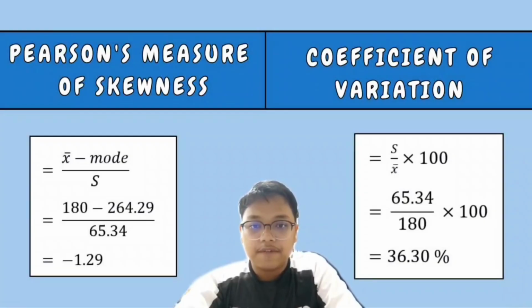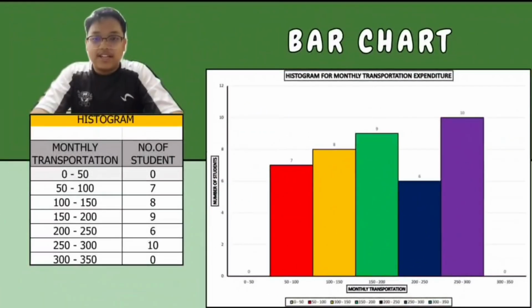Next, coefficient of variation. The formula starts with standard deviation divided by mean and multiply with 100. So as the same thing we do at Pearson skewness, just put this number into the value and we will get 36.0%. This means the spending is relatively dispersed around the mean. Now let's move to the bar chart.